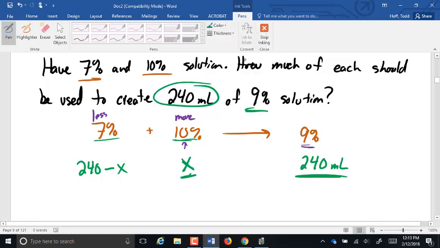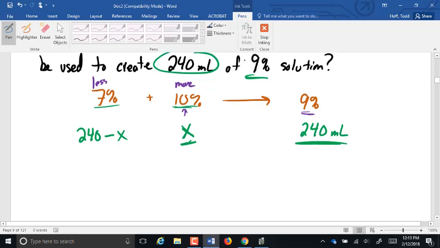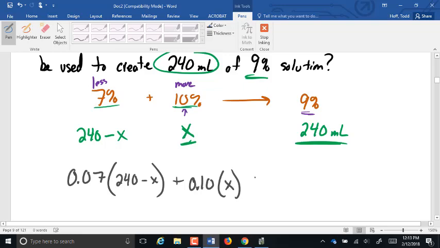So now we can create our equation. So the first ingredient, the 7%, is going to have a concentration of 0.07 times an amount of 240 minus X. The second ingredient, the 10%, has a concentration of 0.1 or 0.10. If we were in a chemistry class and working with significant digits, we would want to keep the 0.10. And here it's not such a big deal whether we do or not. So 0.10 times X equals our final amount, the concentration of 9%, becomes 0.09 times that volume of 240.